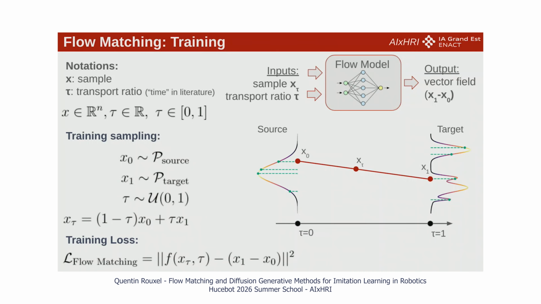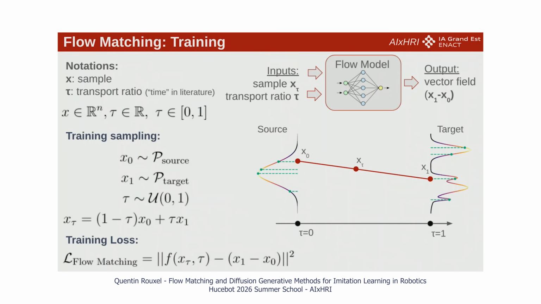And when we learn the model, we make this call to the model. We have the sample here in the middle, which is being transformed. We have the transport ratio between 0 and 1, which is where we are during the transformation, and we will learn the vector field, which is a vector that goes from 0 to 1 here. You can imagine, using this training loss, this point, and the vector field here.